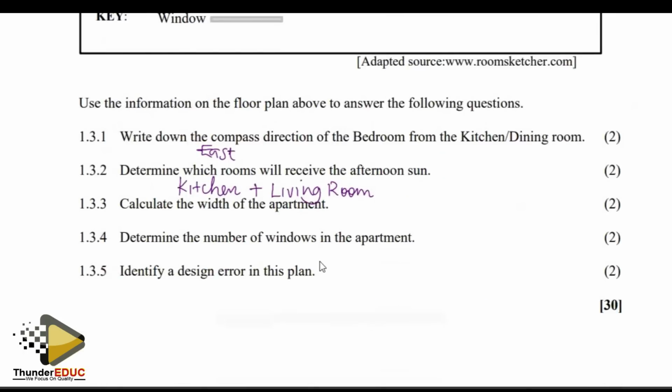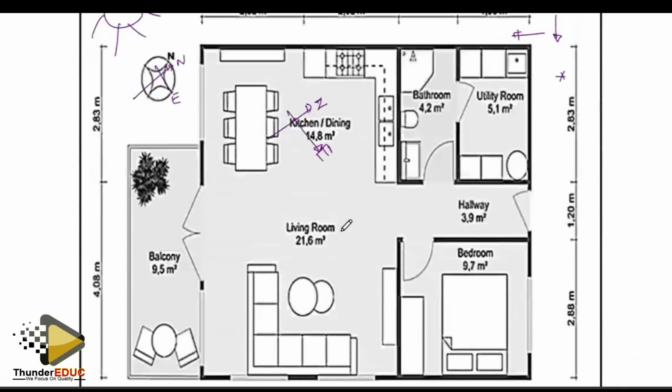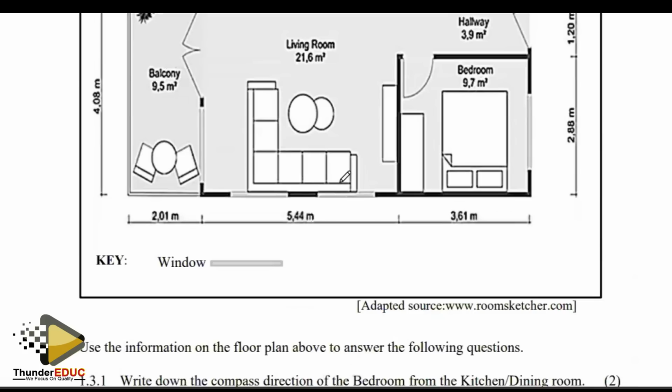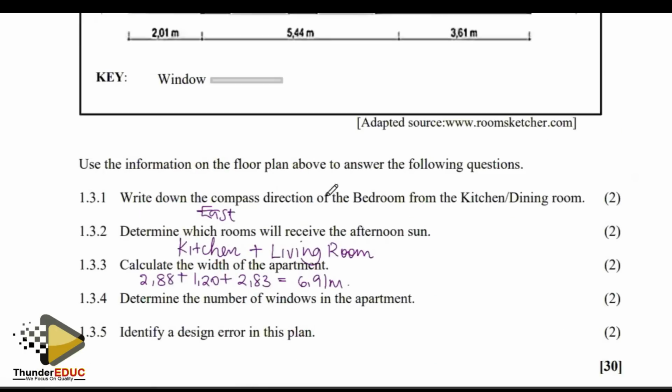Okay, we are going to add those values. 2,88 plus 1,2 plus 2,83, and the answer you got is 6,91. All right, determine the number of windows in the apartment.